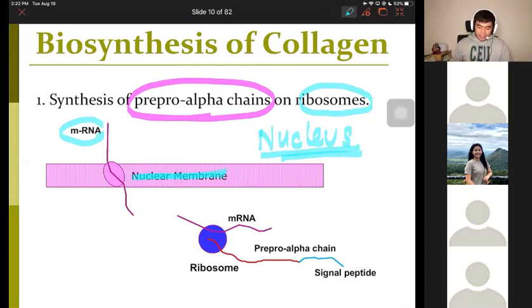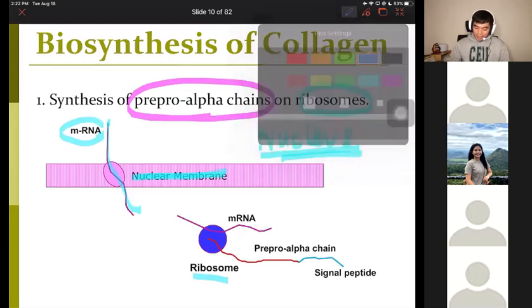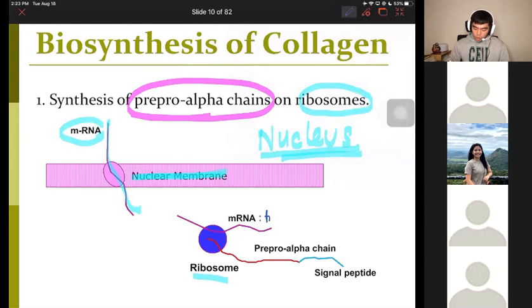So what will happen is, this mRNA produced will go out from the nucleus via the nuclear pore until it reaches the ribosome. Then translation will happen. When we say translation, the mRNA transcript becomes the template to make a polypeptide.